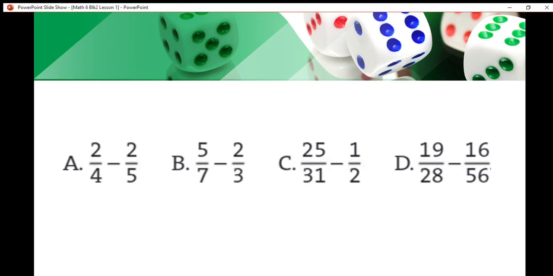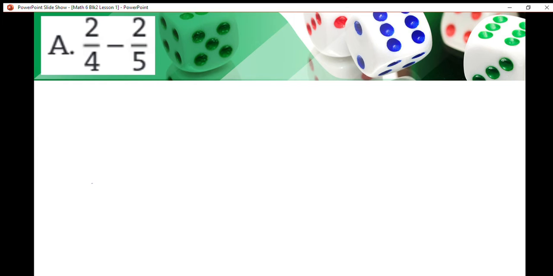Okay, we have here the fractions. In letter A, we have 2/4 minus 2/5. B, we have 5/7 minus 2/3. Letter C, 25 over 31 minus 1/2. Letter D, 19 over 28 minus 16 over 56. So let's proceed with letter A. In letter A, we have 2/4 minus 2/5.